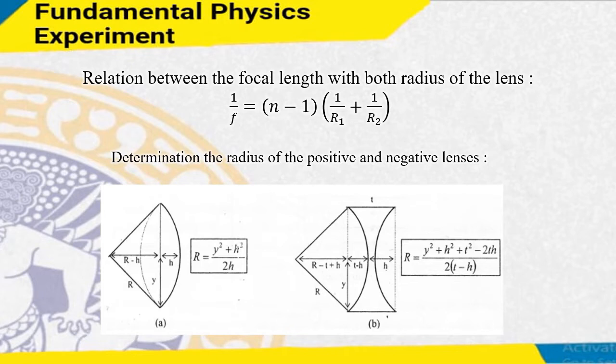Moving along, r1 is the radius of curvature of the incoming side. In the picture, we assume the light comes from the left side, which means the left side is the incoming side and has a radius of curvature r1, and r2 is the radius of curvature of the outgoing side, so the right side of the lens. The determination of the radius of the positive and negative lenses is described in the schematic illustration shown in figure A and figure B. Please take a look at your textbook for a complete mathematical analysis and clear discussion of them.